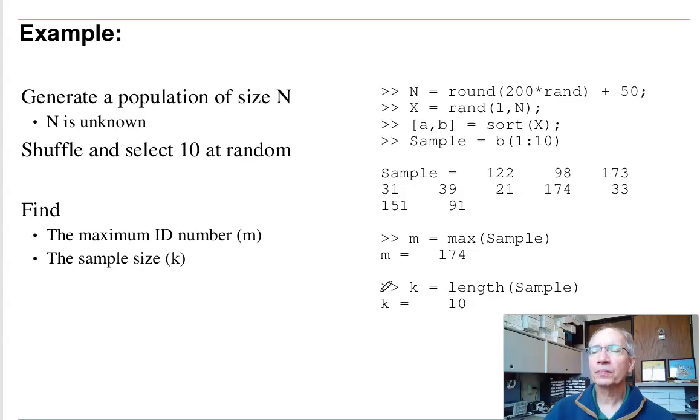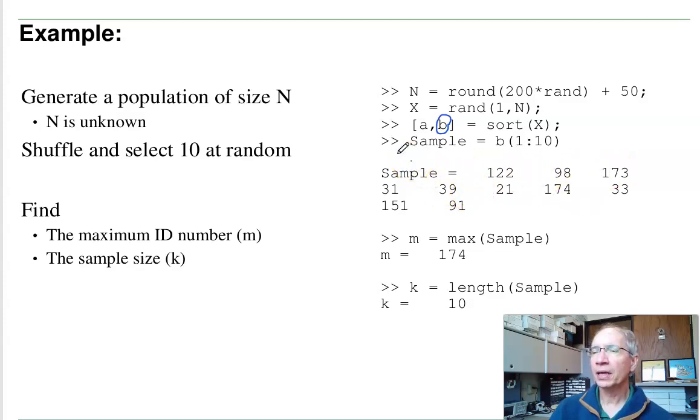Now, as an example, I can take those results and apply them in MATLAB. So let's generate, for example, n is a random number between 50 and 250. I'm going to take n random numbers and sort them. So B is the sorted order, that's like my shuffled deck from before. I'm going to sample 10 tanks at random from that deck. What are the top 10? So when I did that, here's the tanks. There's tank number 122, 98, 173, and so on.